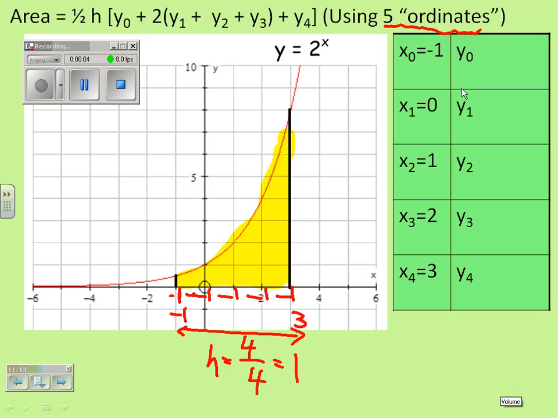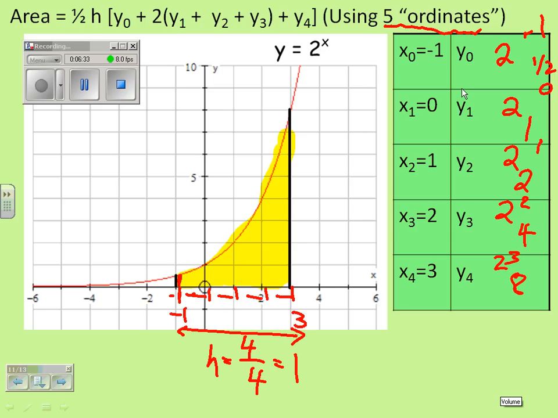So this first one, we're looking at minus 1. We're doing 2 to the power of minus 1, which is a half. The next one here, when x is 0, we're doing 2 to the power of 0. Anything to the power of 0 is always 1. Now we're doing 2 to the power of 1, which is 2. 2 to the power of 2, which is 4. And 2 to the power of 3, which is 8. We've worked out all the numbers we want.